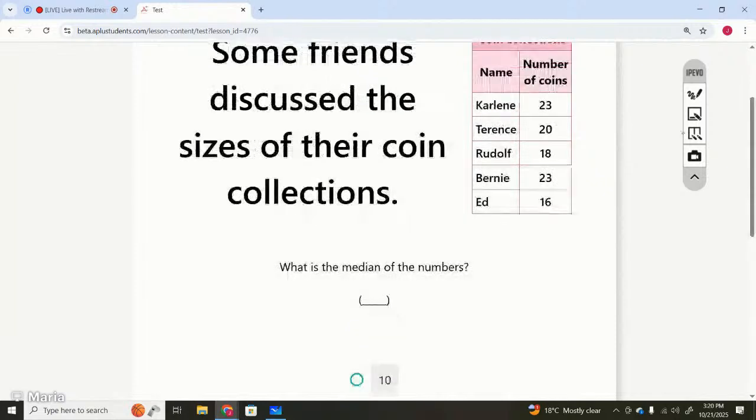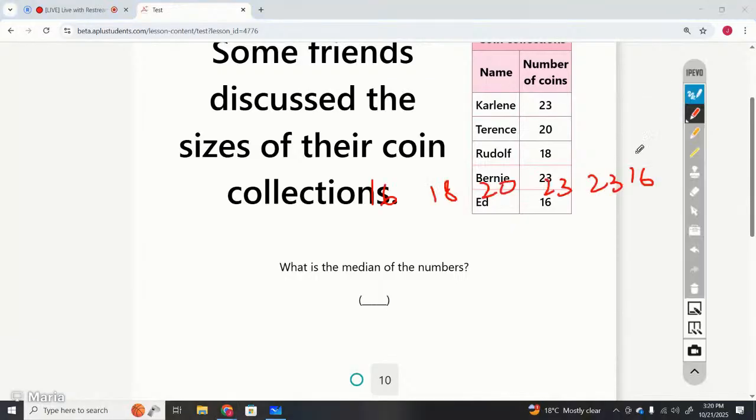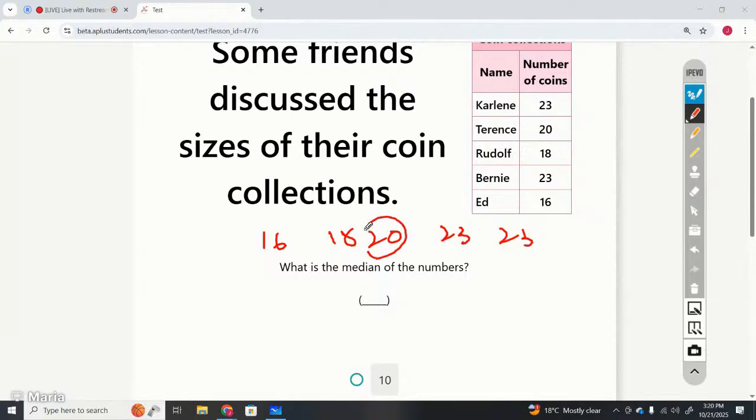So look at the data given: the values 23, 20, 18, 23, 16. You need to arrange them from least to greatest: 16, 18, 20, 23, and 23. The median is the number that divides the data into two equal groups, exactly the middle number.